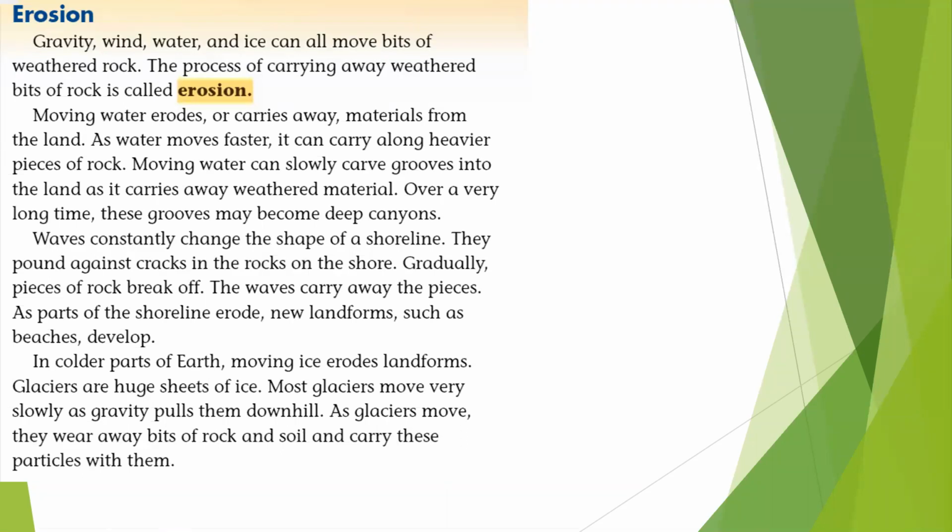In colder parts of Earth, moving ice erodes landforms. Glaciers are huge sheets of ice. Most glaciers move very slowly as gravity pulls them downhill. As glaciers move, they wear away bits of rock and soil and carry these particles with them.